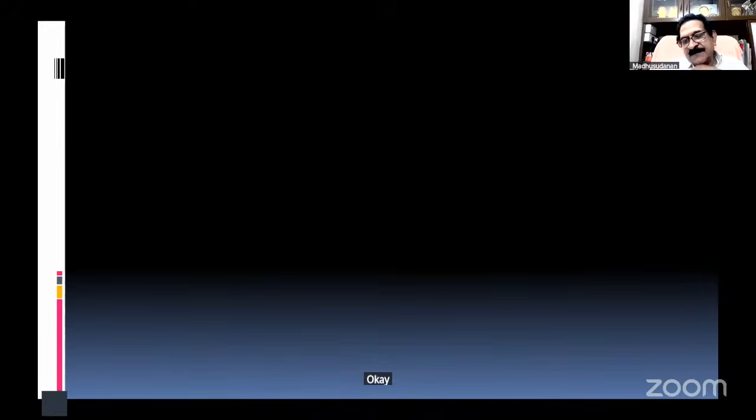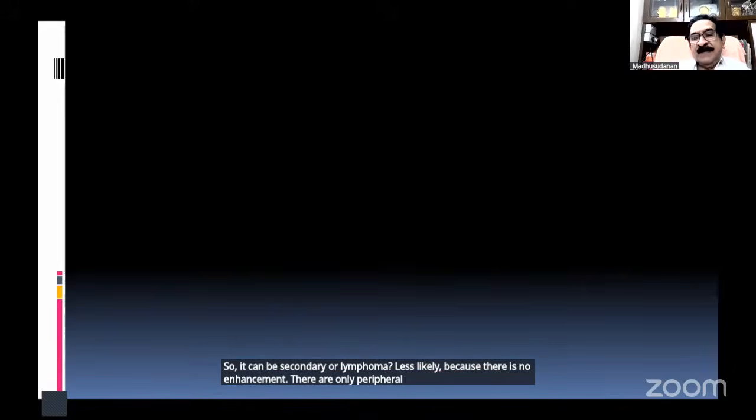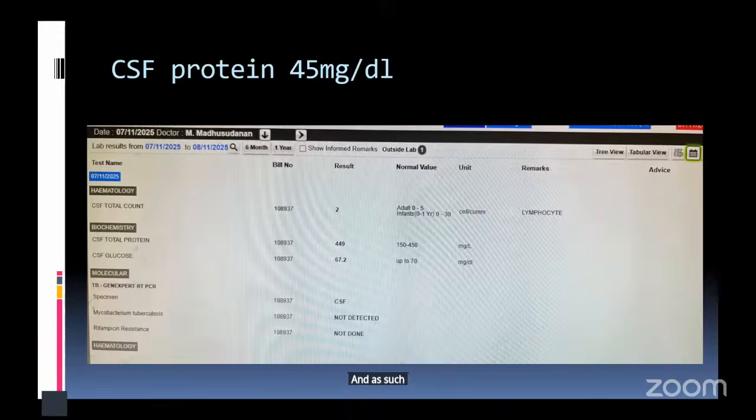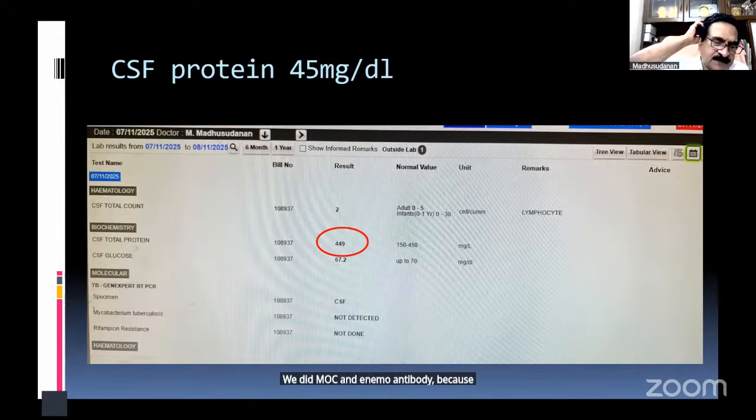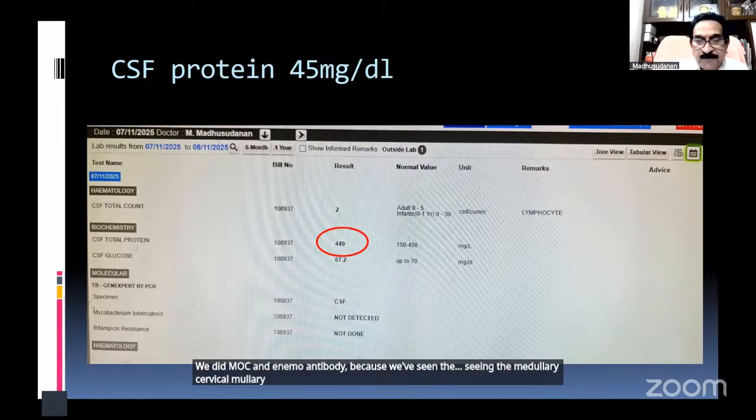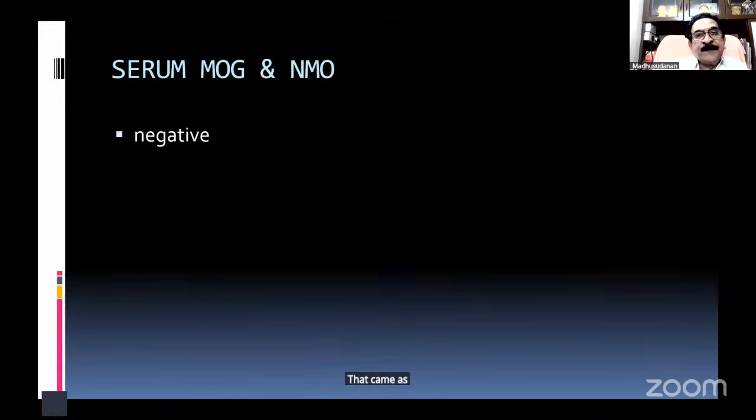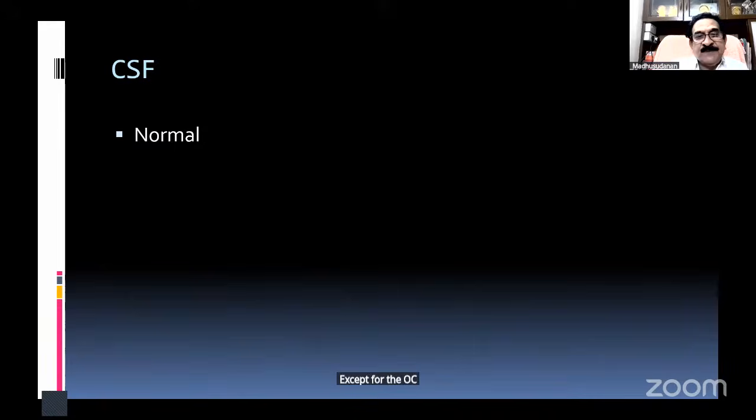Okay, you're perfectly right. So it can be secondary, or lymphoma, less likely because there is no enhancement, there is only peripheral patchy enhancement. We also thought that way. So CSF showed 45 milligram protein, no cells. OCB was sent, result has not come yet. We did MOG and NMO antibody because we are seeing the cervicomedullary region, that's the area for NMO, that came as negative. ACE level was negative. CSF otherwise normal, except the OCB has not come so far.